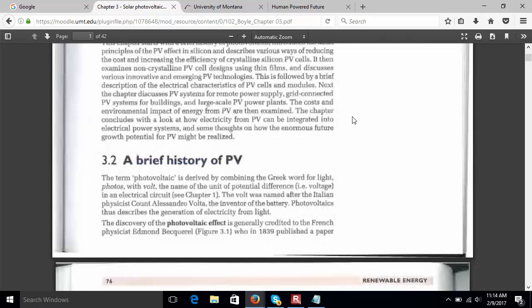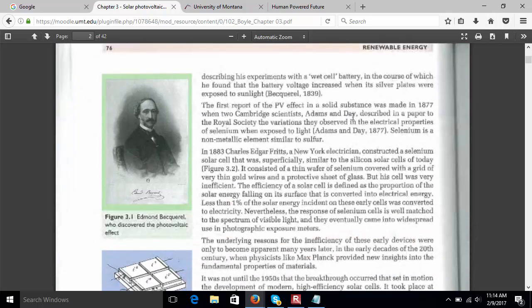So here we go. Edmund Becquerel, 1839, first discovered it as a scientist. Again, there wasn't really any engineering per se, but there it is. Adams and Day in 1877. Fritts, an electrician, used selenium. It's also there in that band, along with carbon and silicon. 1%, pretty low efficiency, right? Now we're seeing panels that are 20% commercially.